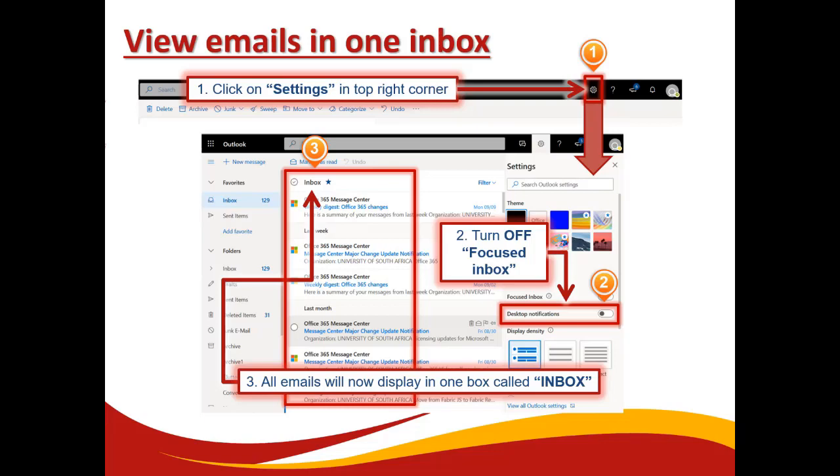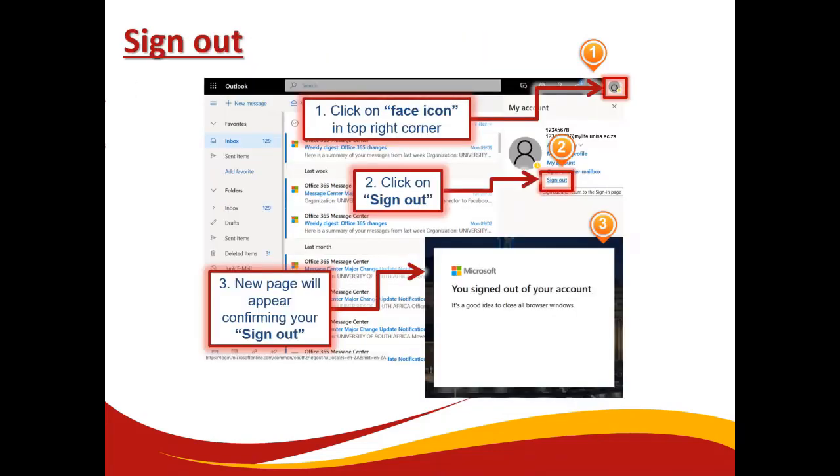Okay, right. You can go through your emails. To sign out, also in your top right-hand corner, click the little image where your face could be, or otherwise a face icon. Click on sign out, and then a new page will appear saying you've signed out of your account. It is very, very important that if you are accessing My Life or My UNISA from a public environment, you please always sign out or log out.